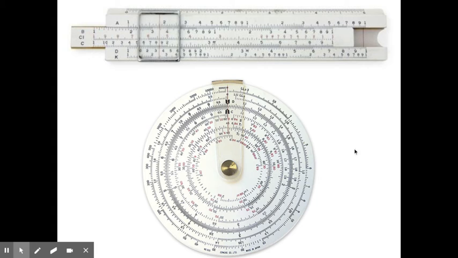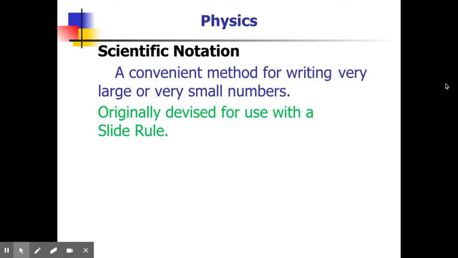The circular one is still in use to this day in the Air Force and the Navy. Technical sergeants and master chiefs take pride in how fast they can calculate a shooting profile. So, very large, very small numbers originally devised for a slide rule.